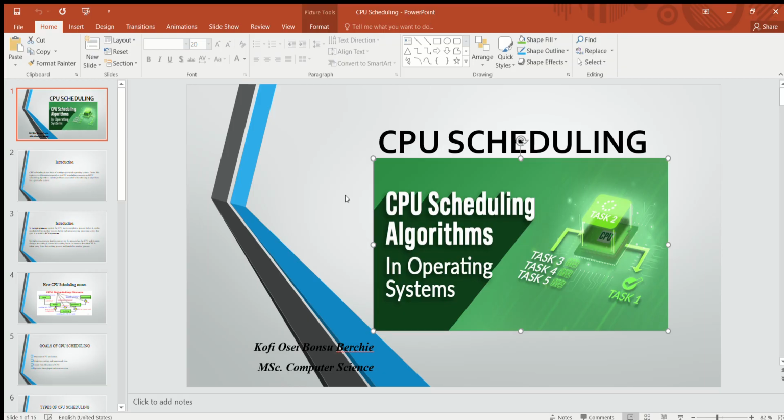In CPU scheduling, there are two types. We have the preemptive and we have the non-preemptive. Under the preemptive, there are different algorithms, and under the non-preemptive, there are also different types of algorithms.